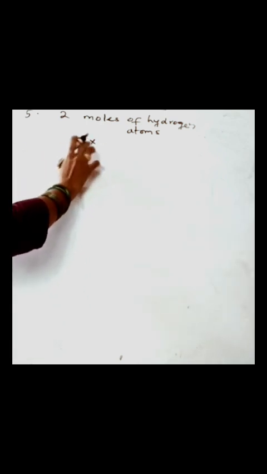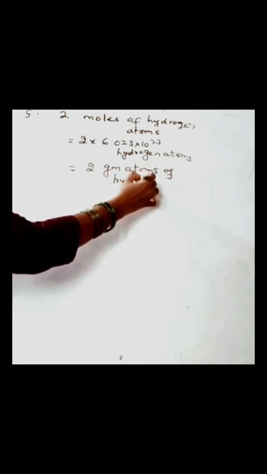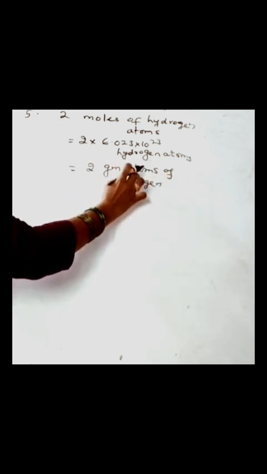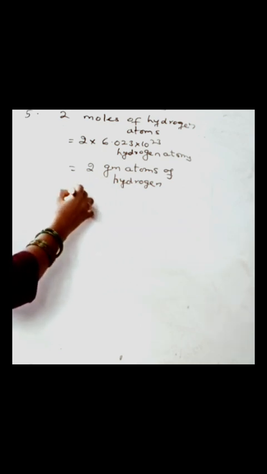Next, 2 moles of hydrogen atoms. 2 moles are equal to 2 into Avogadro number, 2 into 6.023 into 10 power 23 hydrogen atoms. And 2 moles are equal to 2 gram atoms. 2 moles of hydrogen atoms are also called as 2 gram atoms of hydrogen.